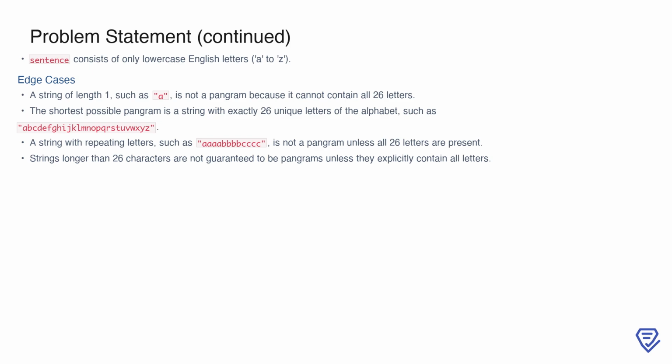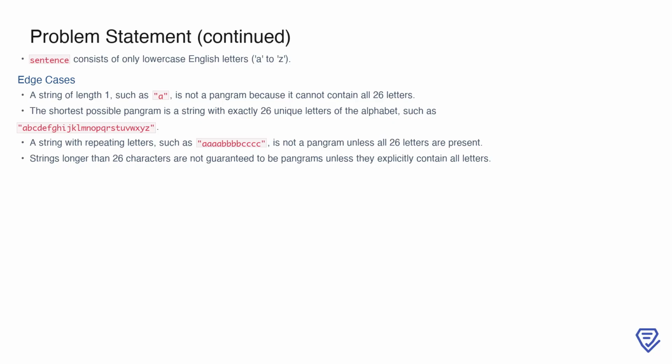Finally, let's consider the constraints and edge cases. The string sentence is guaranteed to only have lowercase letters, so there's no need to worry about uppercase letters or special characters. For edge cases, a string with a length of just 1, like A, cannot possibly be a pangram because it's too short to include all 26 letters.